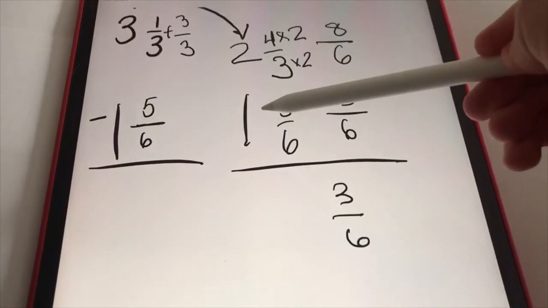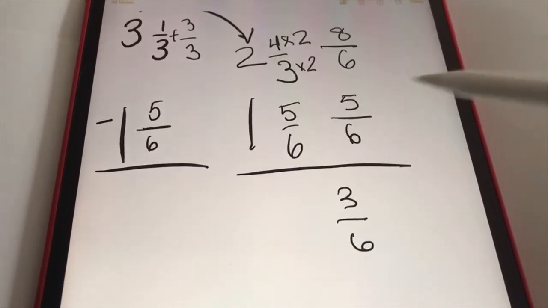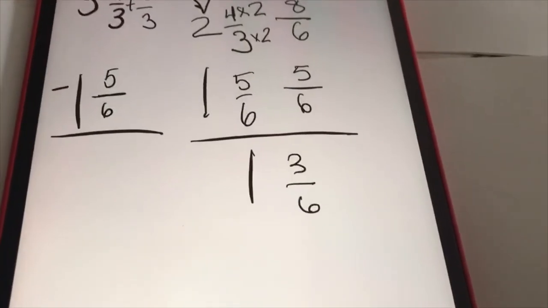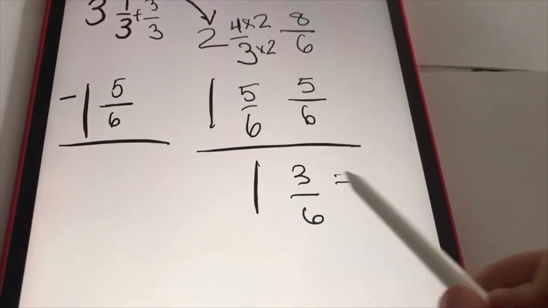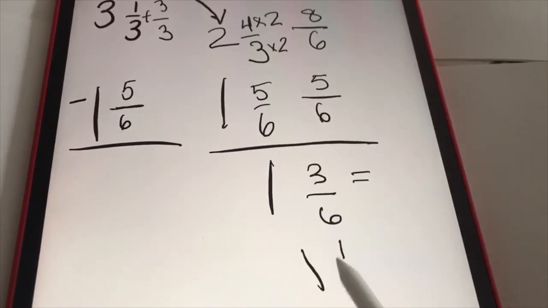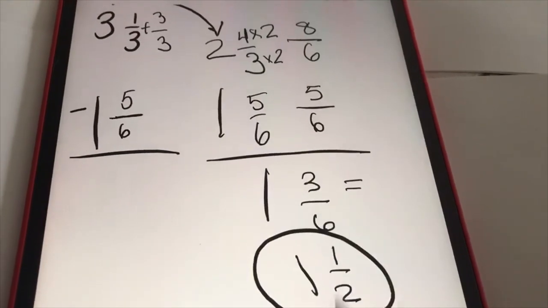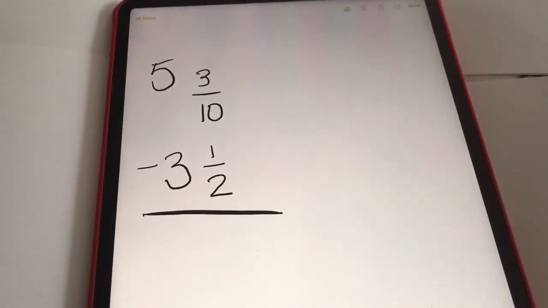Now I need to subtract my whole numbers. 2 minus 1 is 1, and I get 1 3/6, which is also equivalent to 1 1/2.